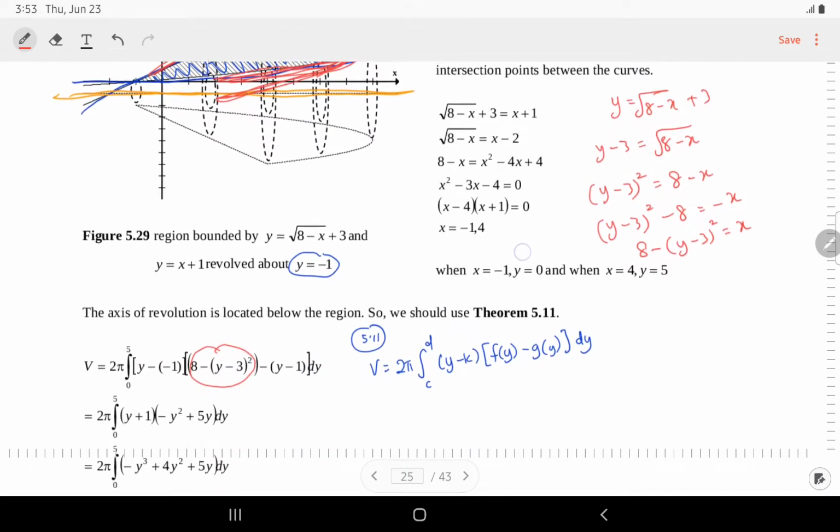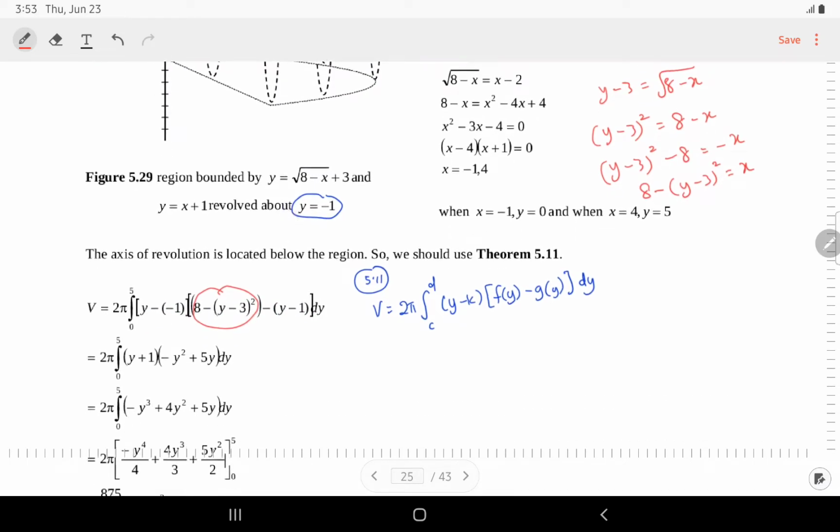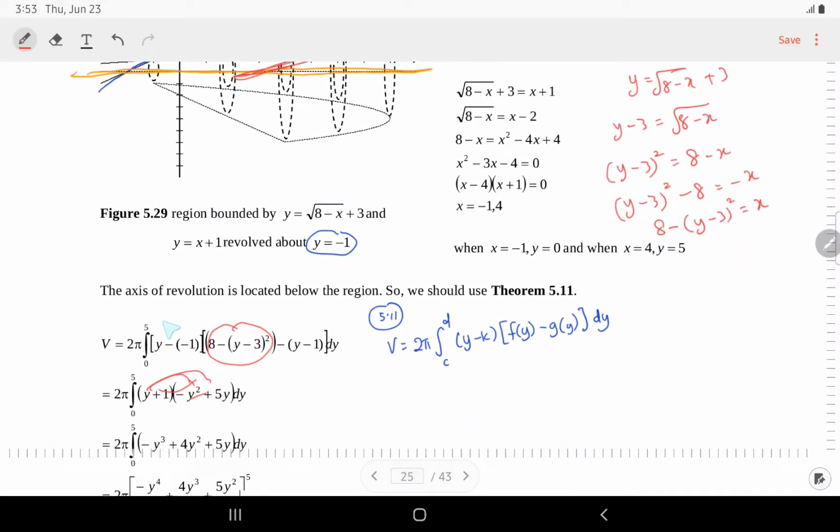Okay, so macam mana nak selesaikan? Ni squarekan lah. Selesaikan dalam bracket ni, and then selesaikan dalam bracket ni, we will get y plus 1, okay, negative y square plus 5y. Okay, and then kita kembangkan, lepas tu integrate. Okay, lagi satu, macam mana nak dapatkan dia punya limit ni? Limit of the integration from 0 to 5.